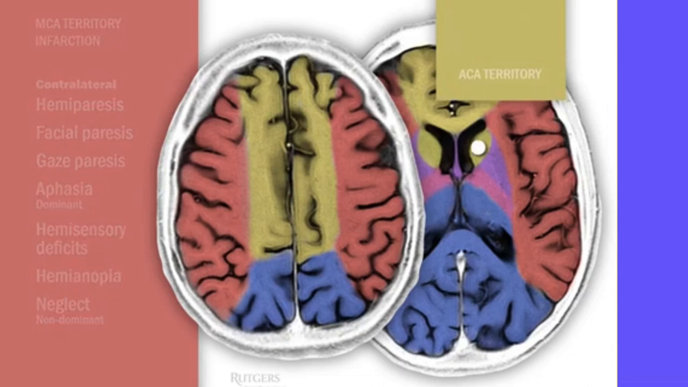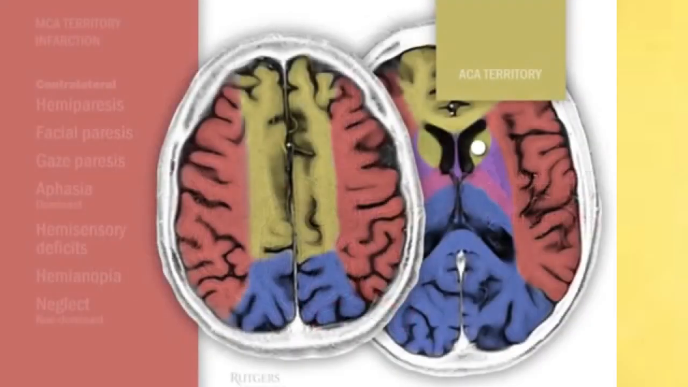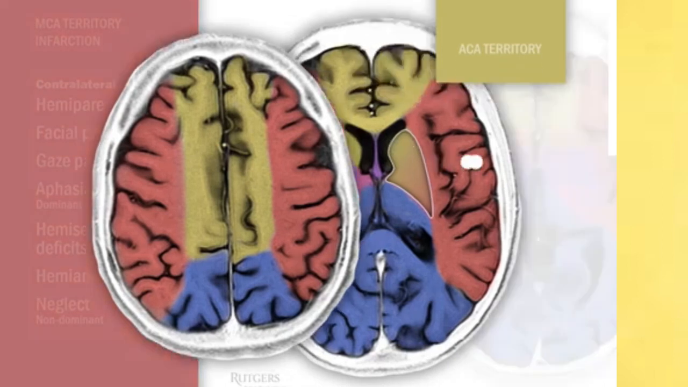A quick note, the head of caudate is supplied by a tiny branch of the ACA called the recurrent artery of Hübner. Well, if you see a comma-shaped infarct like this, then both MCA and ACA territories were likely affected, and transiently occludes both ACA and MCA.